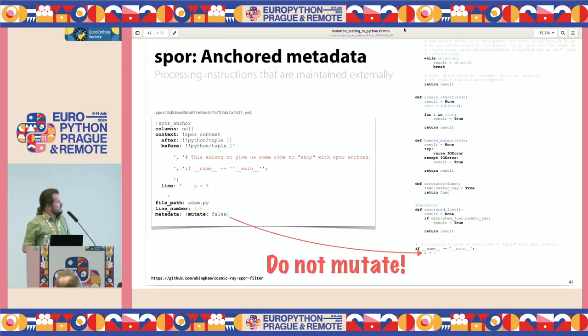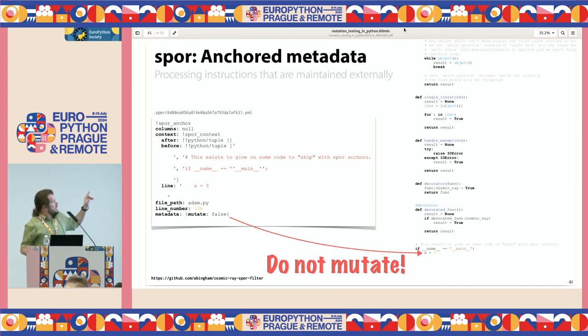Spore. This is literally a talk in its own right. One of the early questions that came up in the development of Cosmic Ray was how can I mark a bit of code that I don't want to get mutated? There's an obvious approach used by a lot of tools, which is to use a comment, like no QA or something along those lines. That's always rubbed me the wrong way. It's just an aesthetic thing, I guess. I feel like there ought to be a better way.